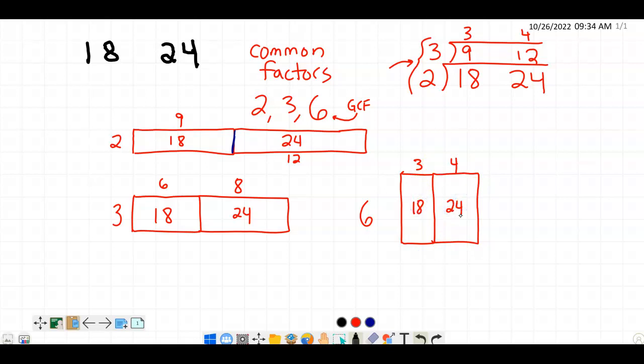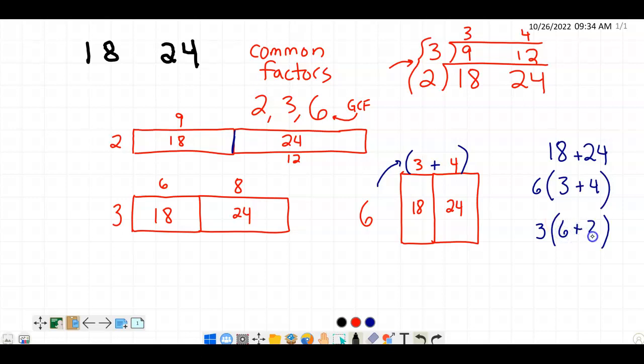Right there. So we can see the distributive property here, because 18 plus 24, and let me just write it here, 18 plus 24 is the total area of all those, and also we can see this, 6 times 3 plus 4. We also see the same thing with a common side of 3, and that would be what would go inside the parentheses to multiply 3 by. We see those two side lengths, 6 plus 8. And we can also use the 2 and say 9 plus 12 is inside the parentheses, because those are the two side lengths of the rectangles.